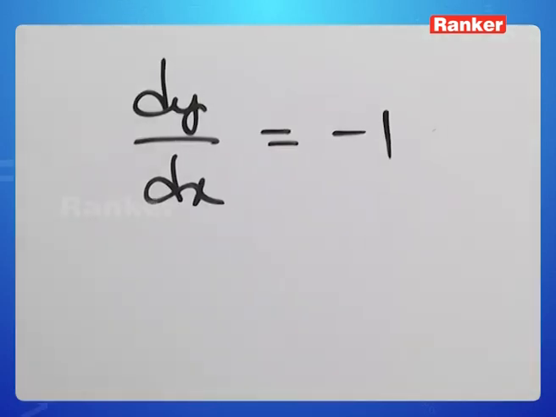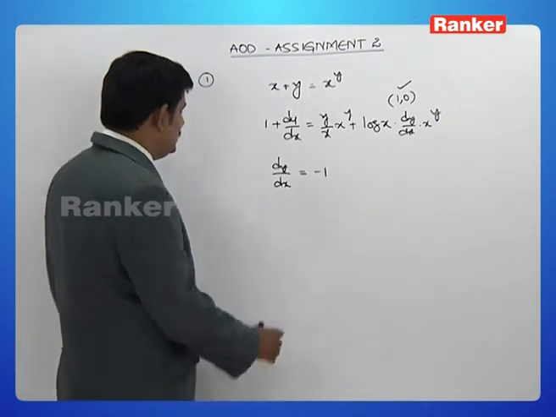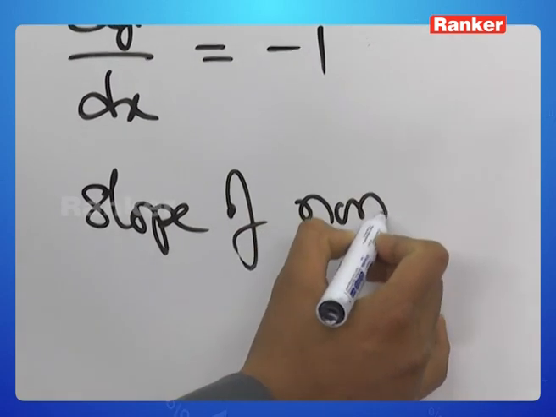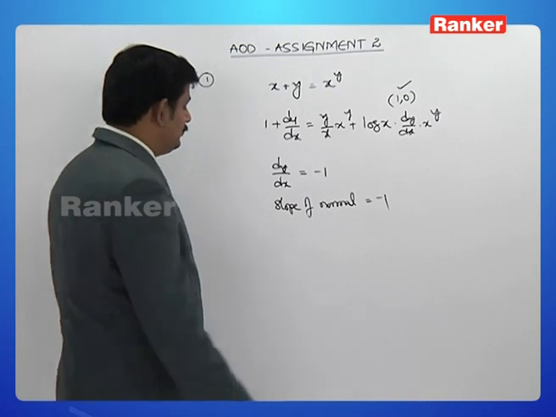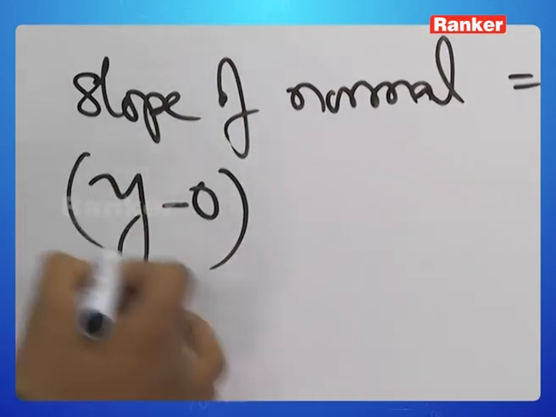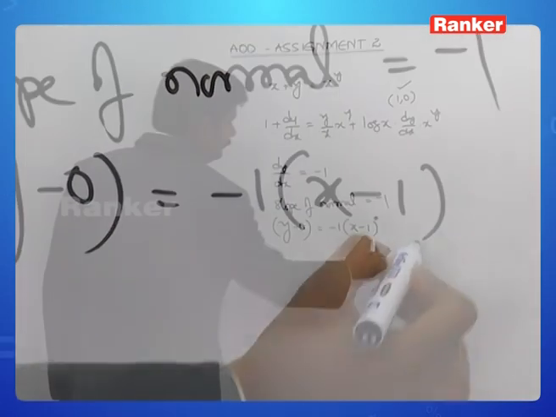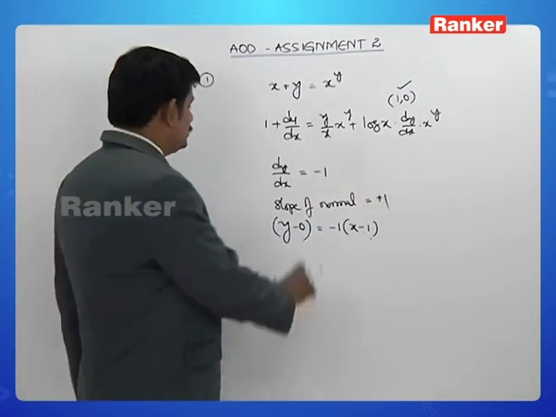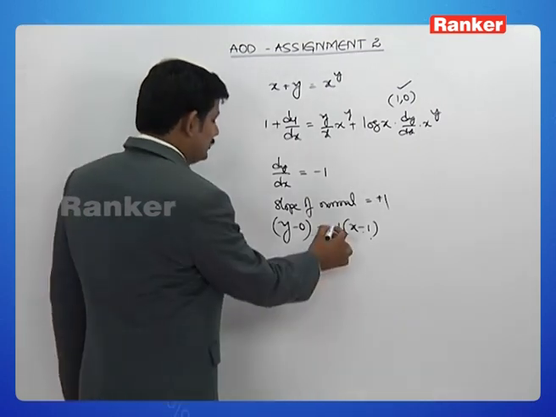Slope of the tangent is minus 1. So slope of the normal would be minus dx by dy. So slope of normal at 1 comma 0 would be plus 1. The product of the slopes is minus 1. So dy by dx is minus 1, and minus dx by dy would be plus 1.